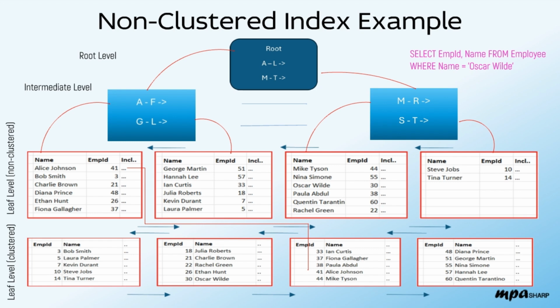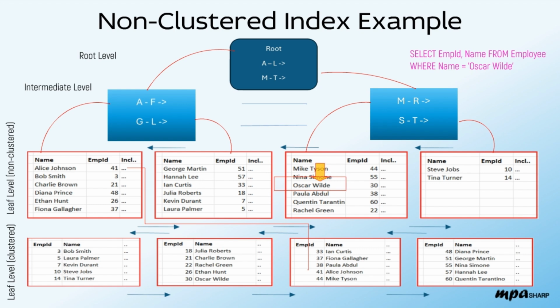To seek the Oscar Wilde record, SQL Server starts from the root node, and from the root node it figures out records starting with O are in the second intermediate node. Therefore it goes to the right intermediate node. From the second intermediate node, SQL Server finds out O's are in the third leaf node. Therefore it goes there and fetches the record.